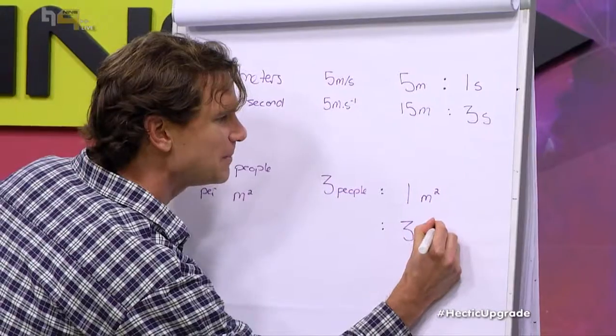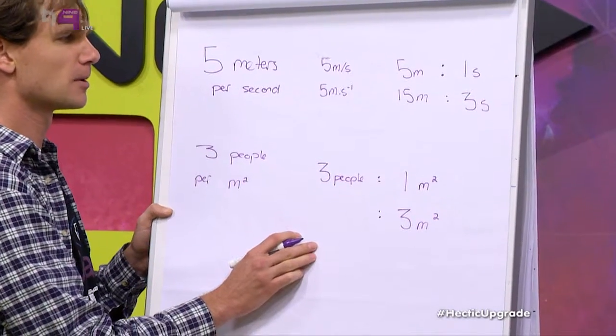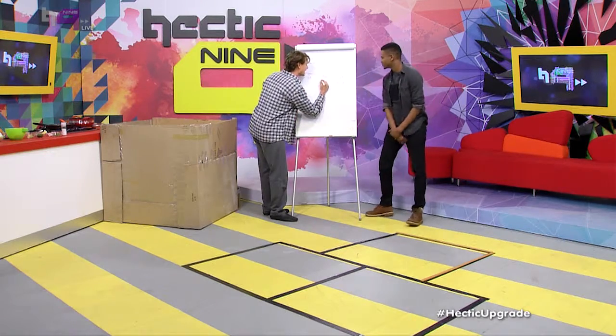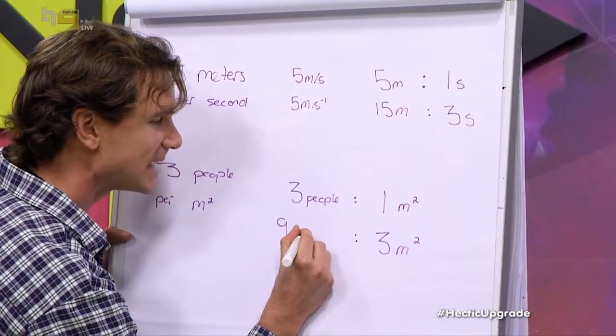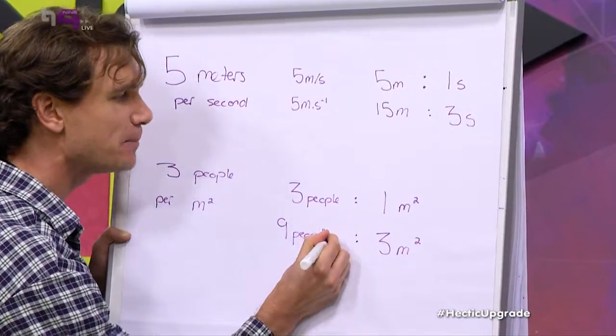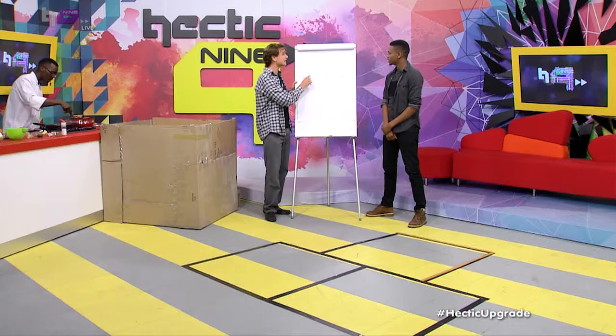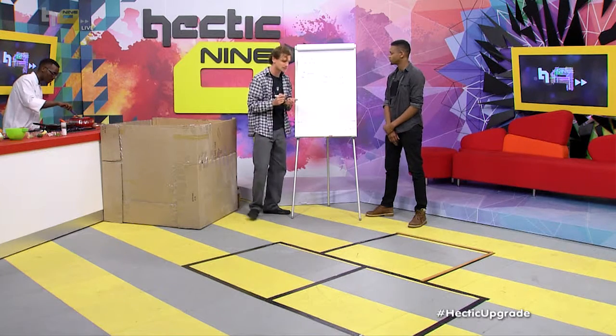And do you remember how many people we had in total? Well, if we had 3 people in the 1 and we times it by 3, we'll get 9 people. That's it. We had 9 people altogether. If you had counted, you would have seen there were 9 people in 3 square meters because we had 3 people per square meter. That's 3 people in 1 square meter.